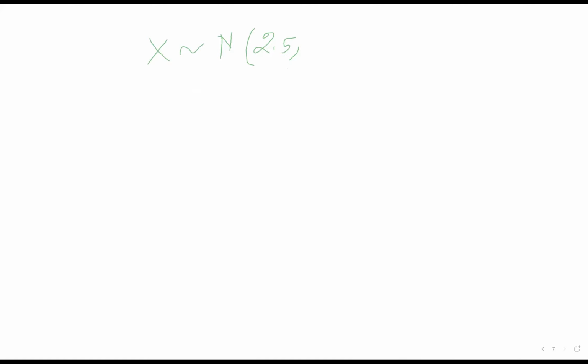The quiz question is this one, the SAT example. Scores on the SAT exam are normally distributed. You have to find the probability that a single student scored 21 or higher, and the probability that the mean score of 50 students is 21 or higher. So this is your quiz question for today's class. Here X is normally distributed with mean 2.5 and variance, for example, 20.